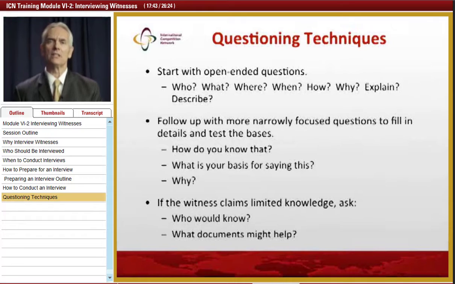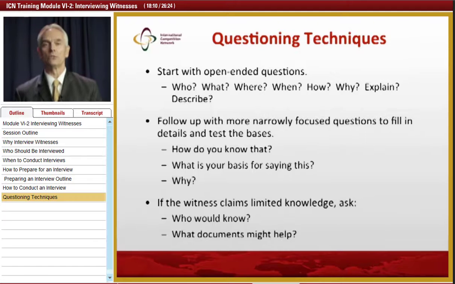But you also want to be listening as you're asking the witness questions, and listening carefully to the answers, and then following up with more narrowly focused questions that allow you to fill in details and also to test the bases for the witness's knowledge. Questions you might ask at that point are, well, how do you know that? And what's your basis for saying this? And why? Why is one of your best questions to ask in a witness interview.